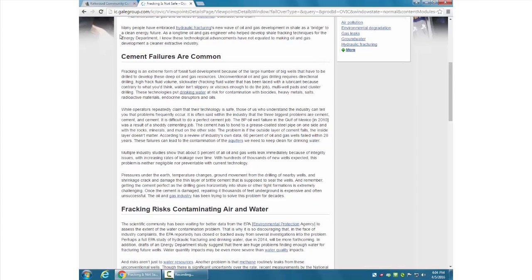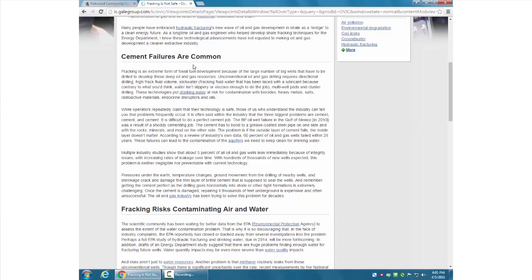Many people have embraced hydraulic fracturing's new wave of oil and gas development in shale as a bridge to a "clean" energy future. He's problematizing it by putting it in the quotations. As a longtime oil and gas engineer who helped develop shale fracking techniques for the Energy Department, I know these technological advancements have not equated to making oil and gas development a cleaner extractive industry. So he's giving his background. He's saying he has the technical knowledge, and he says he's actually been a participant in this endeavor.